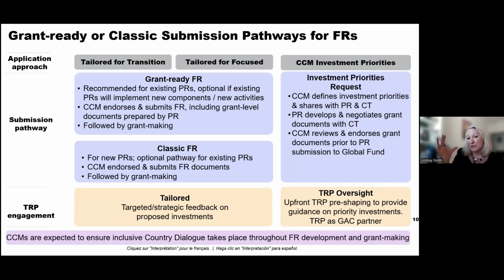And that means that the CCM would develop the majority of the application, the majority of the funding request with all the other annexes, and they would ask the PR to complete the performance framework and budget for their specific grant. Alternatively, a CCM, if they have a new principal recipient, for example, or if they have an existing principal recipient but choose to use the classic funding request pathway, can develop the full funding request package themselves, including the funding request level, performance framework, and budget. Those are the 2 different submission pathways that a CCM can choose if they have been identified for using the Tailored for Transition or Tailored for Focused funding request application approach.